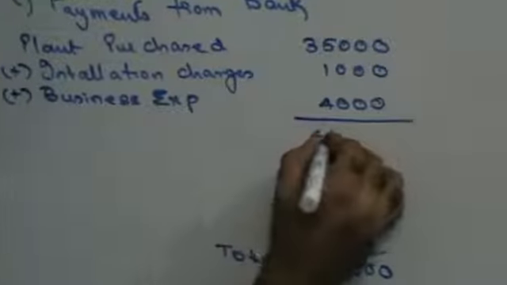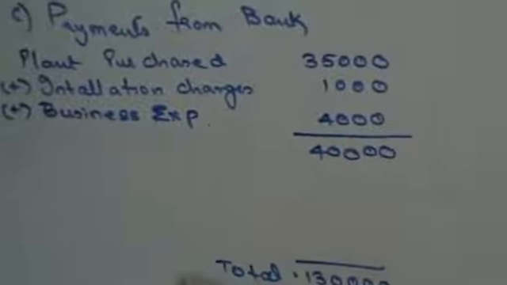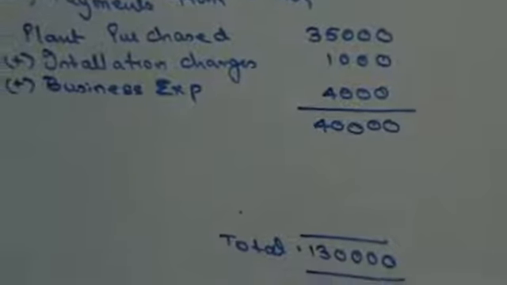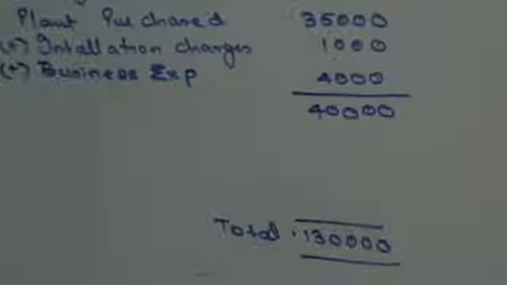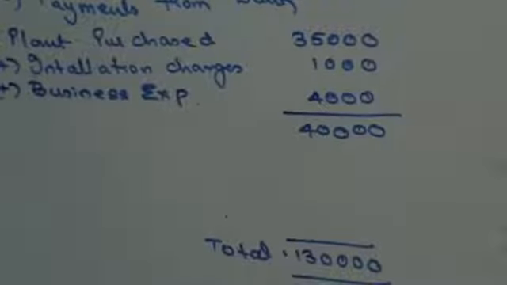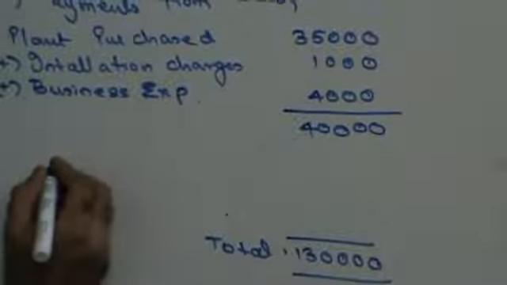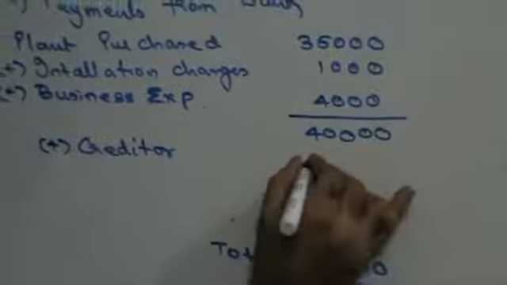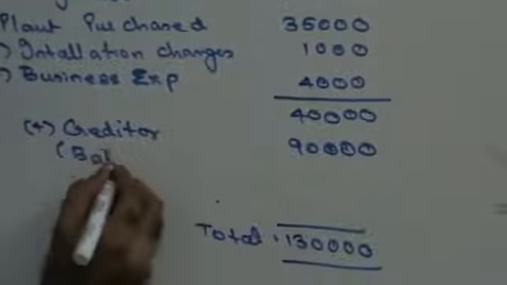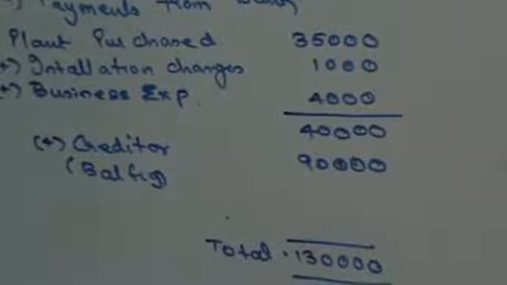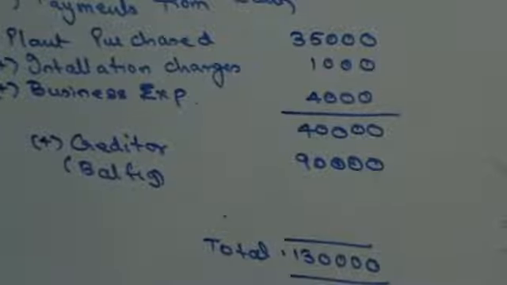Similarly, 35, 36, 40,000. He has spent 40,000. We have an account of his expenditure of 40,000 and the total amount he has spent is 1,30,000. That means to whom must he have made the balance payment? He must have made the balance payment to the creditors. Creditors, he must have paid them 90,000. How did I get 90,000? That's my balancing figure. 1,30,000 minus 40,000 gives you 90,000. Fine, do we get this clear?